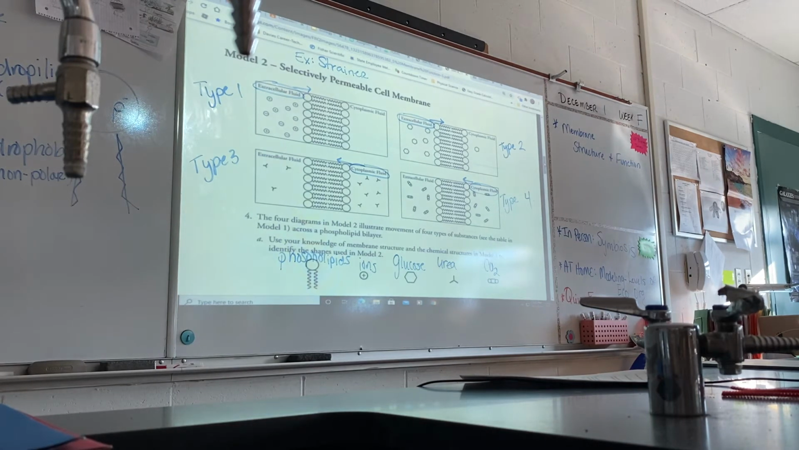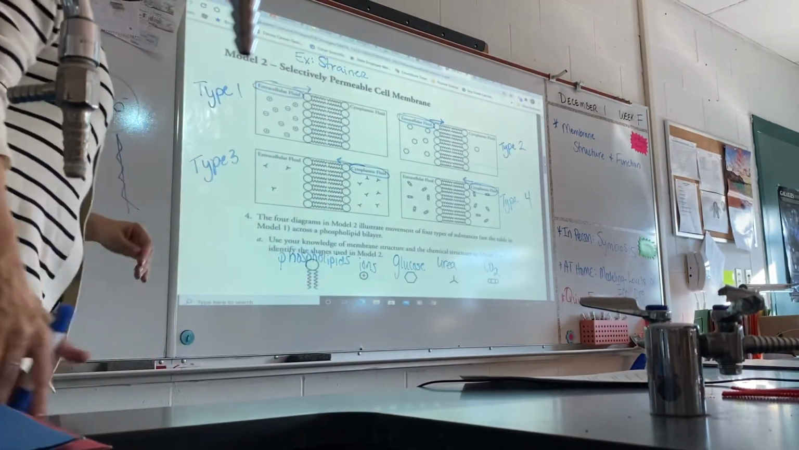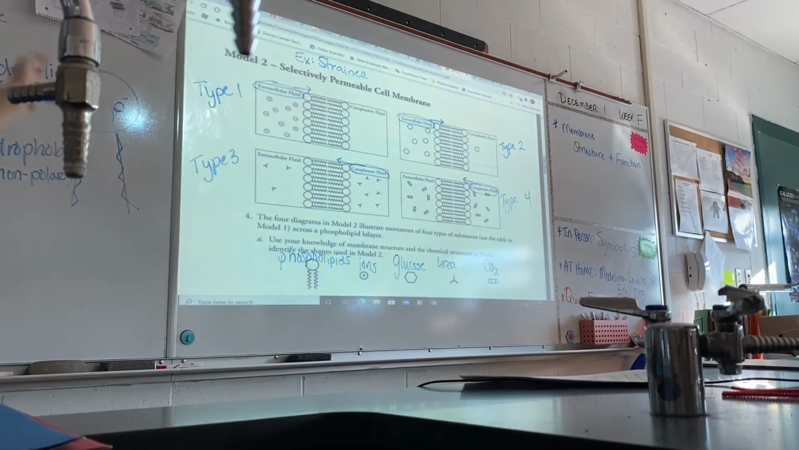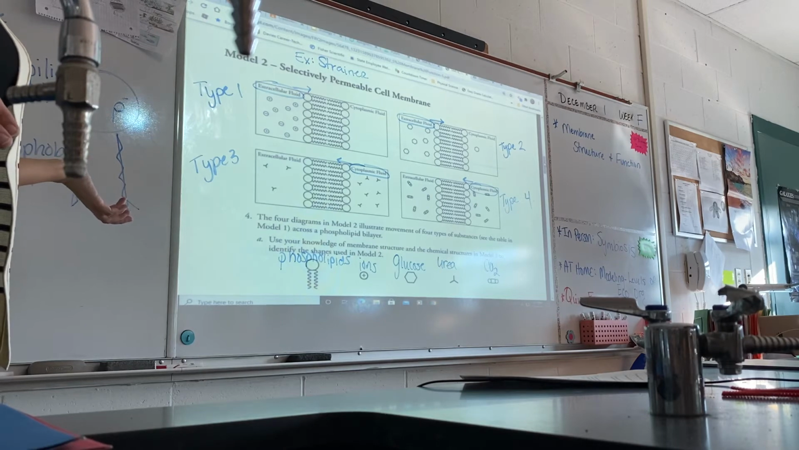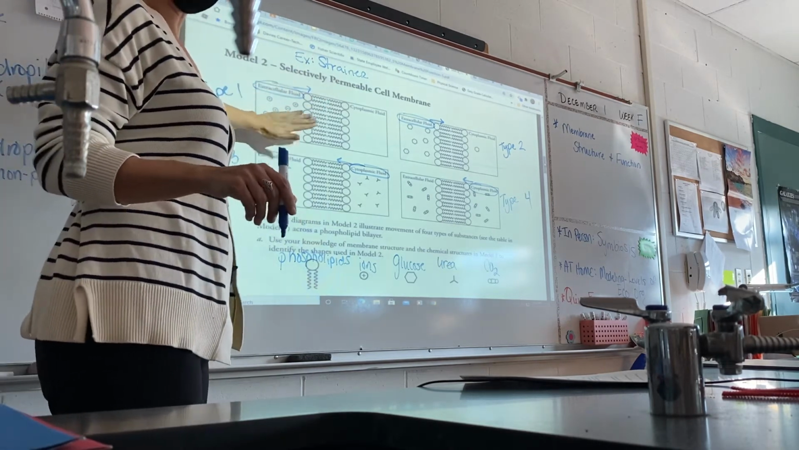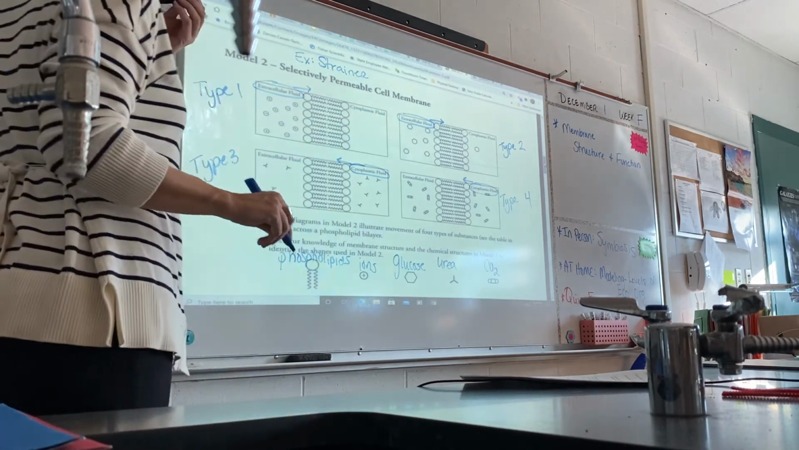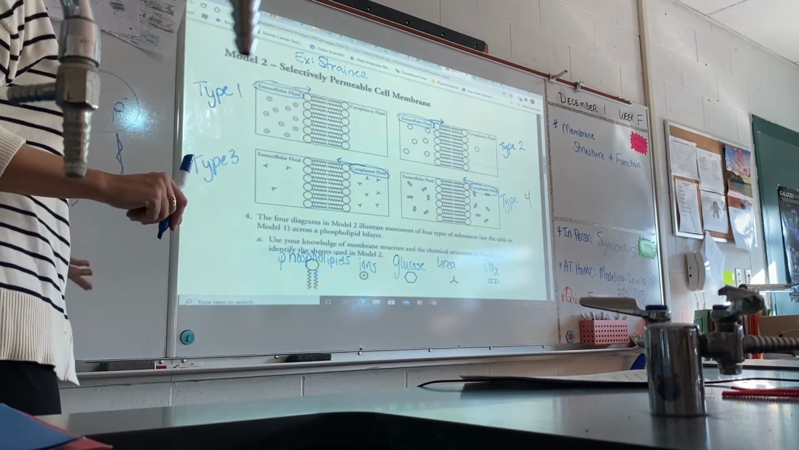So for 6A, it's asking you which of the molecules in model 2 appear to be completely blocked and are not able to pass the membrane at all. Ions, right? They start here, time passes, and this is the end result. They stayed here, right? So they couldn't get across at all. So for 6A, the ions, type 1, did not get across.